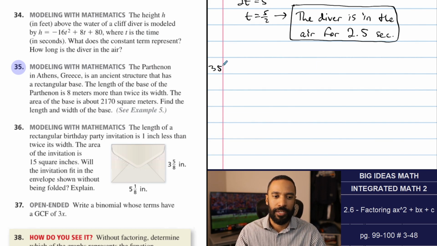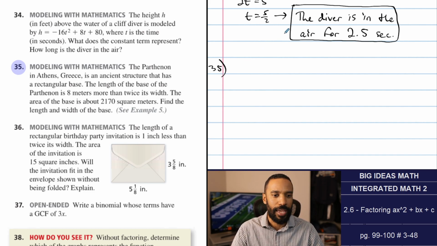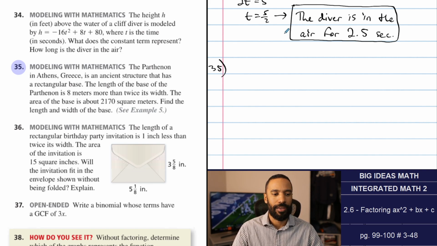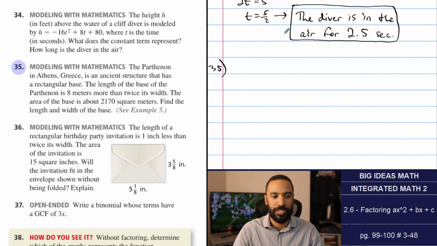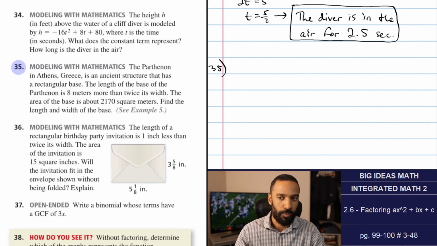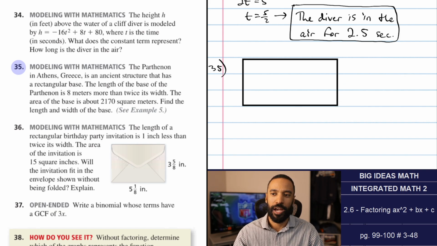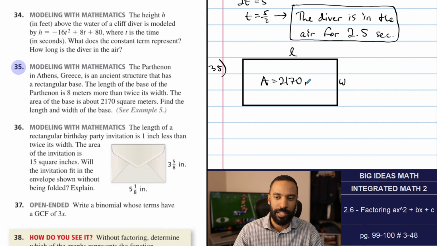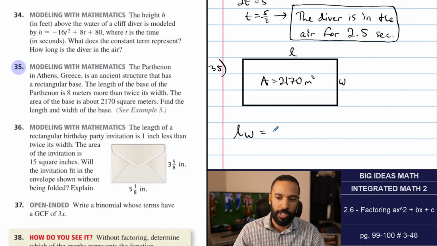The Parthenon in Athens, Greece is an ancient structure that has a rectangular base. The length of the base of the Parthenon is 8 meters more than twice its width. The area of the base is about 2,170 square meters. Find the length and width of the base. So with this problem, we have the Parthenon rectangular base with some length, some width. Now, the area is 2,170 square meters. So length times width is going to be 2,170.